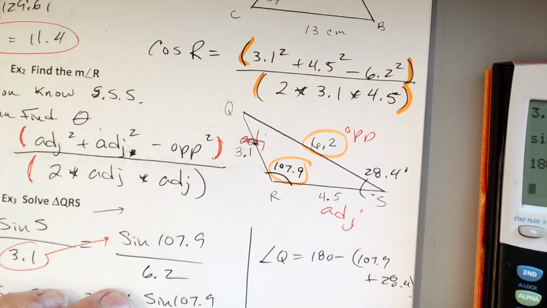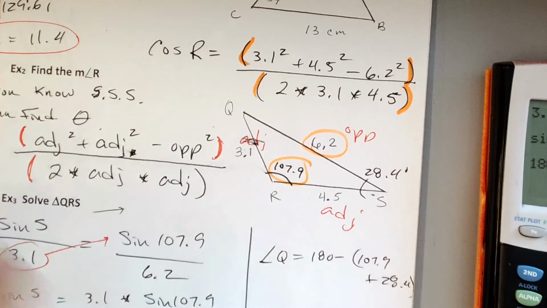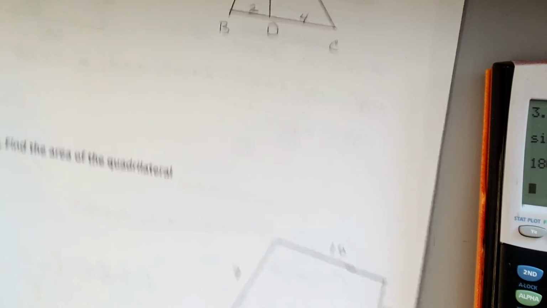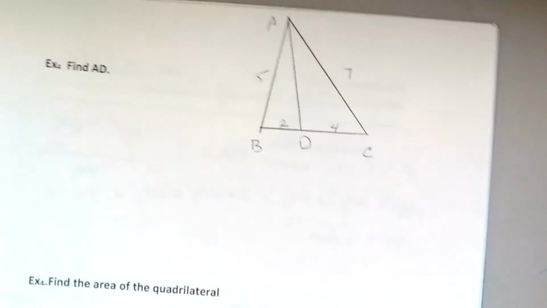Angle Q, 43.7. Okay, how am I doing? Am I doing okay? Am I doing okay? Tricky, not hard. Okay, let's see what's on the back side. All right.